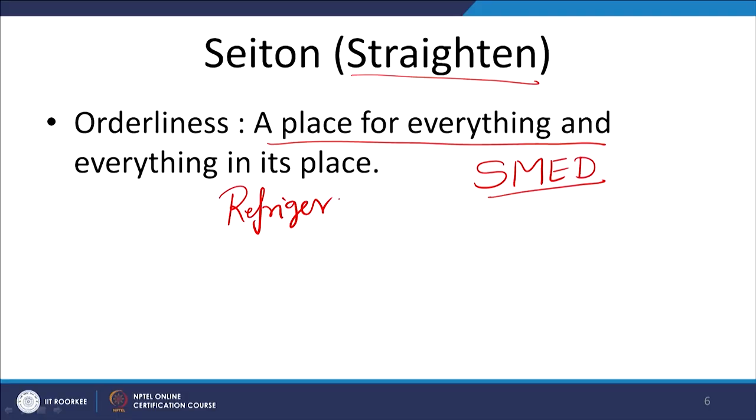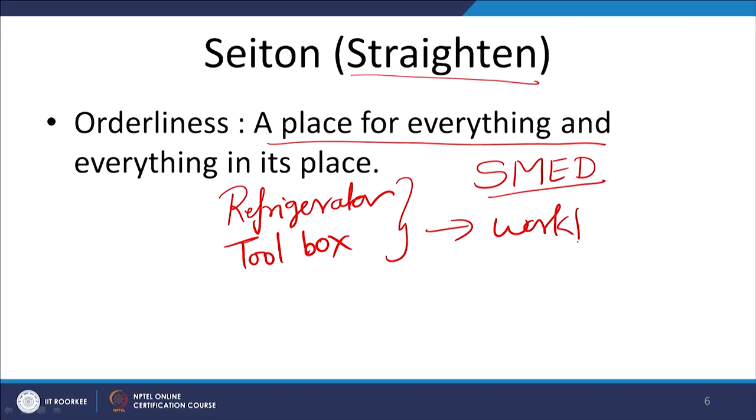So examples like a refrigerator, the toolbox, these examples can be extended to your workplace, where you know that this particular area is for raw material, this area is for type A raw material, this is for type B raw material, this is for type C raw material.